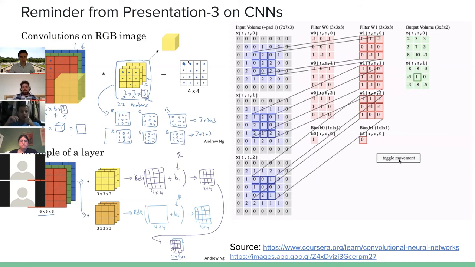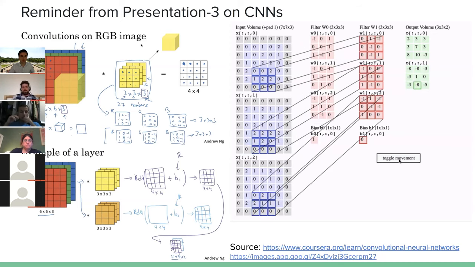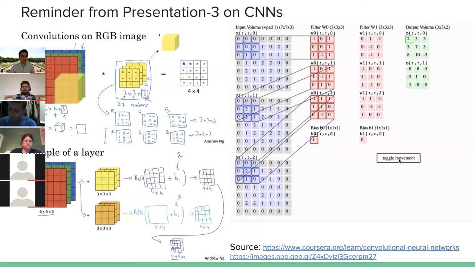What does CNN stand for? Convolutional neural networks. Okay. Yep.